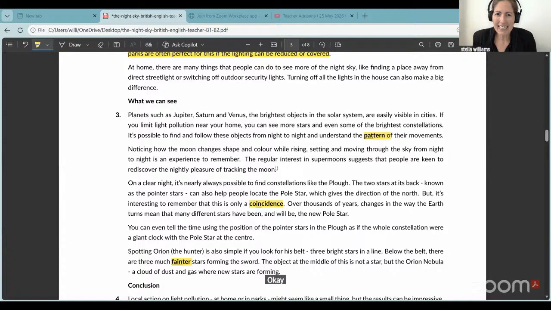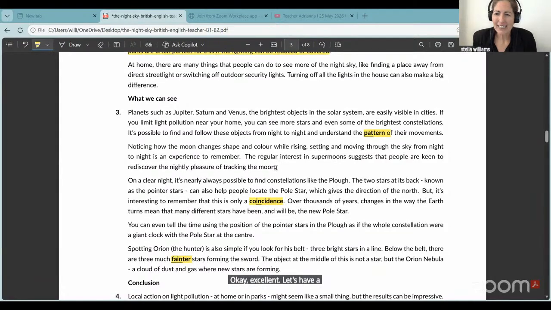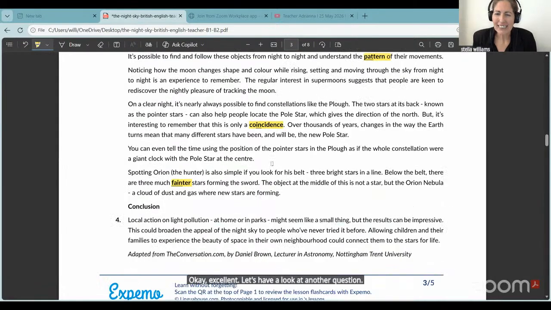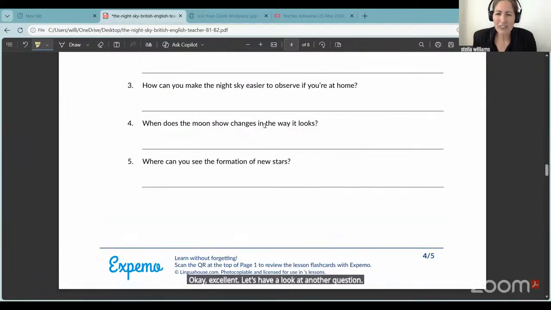Okay, excellent. Let's have a look at another question. Number 4. When does the moon show changes in the way it looks? Mr. Azat?